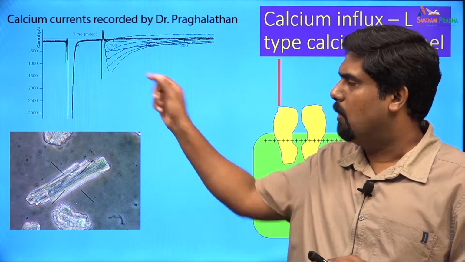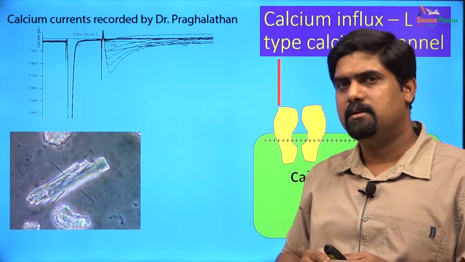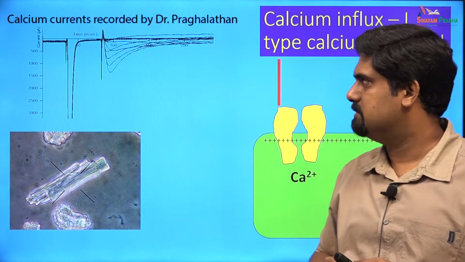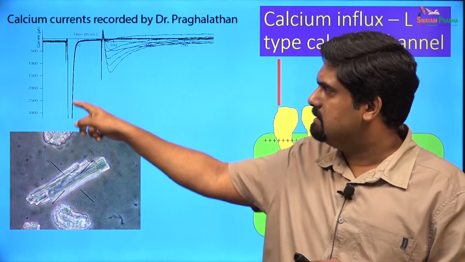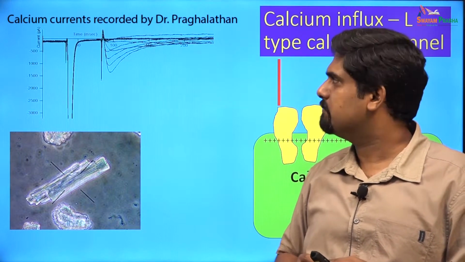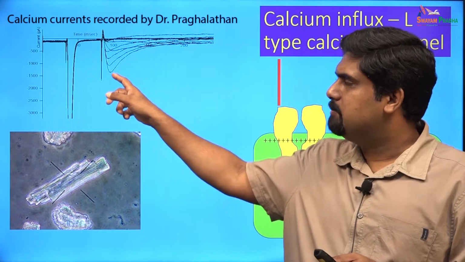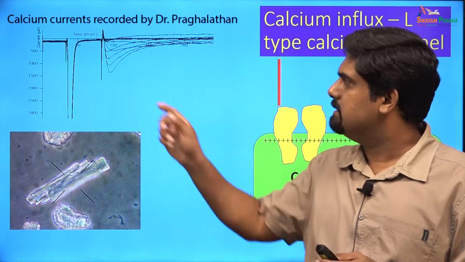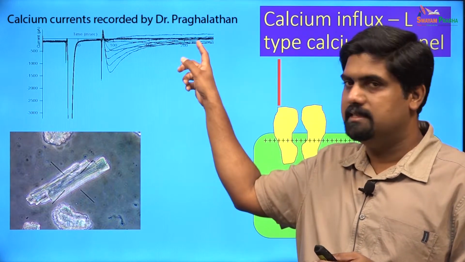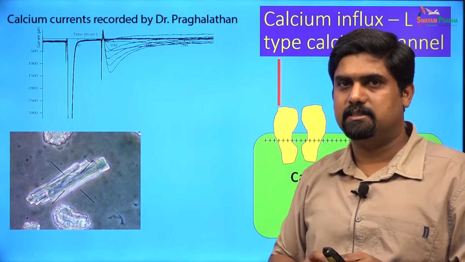These currents are also long lasting, and therefore these channels are also called L-type or long lasting calcium channels. This large inward current that you see on the left is sodium current. Now if the cell is kept depolarized for a longer period, the magnitude of the calcium current decreases, and this property of the calcium channel is known as inactivation.